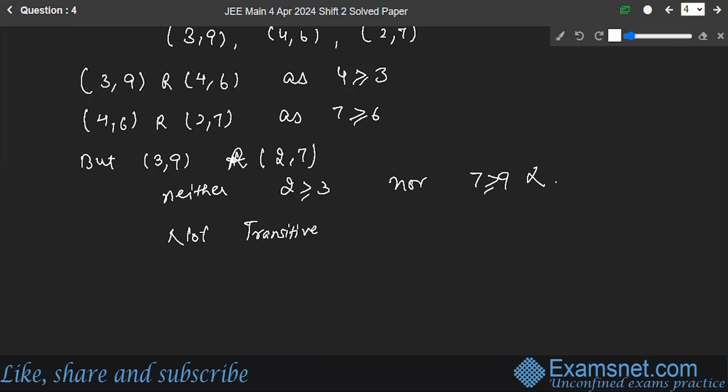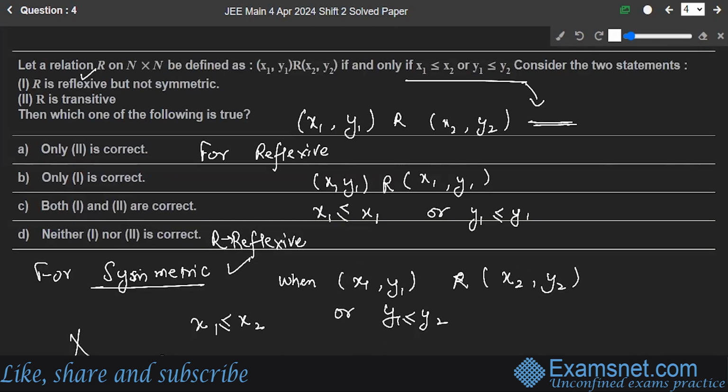So it is reflexive, but neither symmetric nor transitive. So you have only the first option. Only one is correct. Option B is the right answer to the question. Hope you got that. Let's move to the next question.